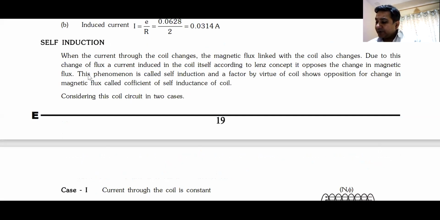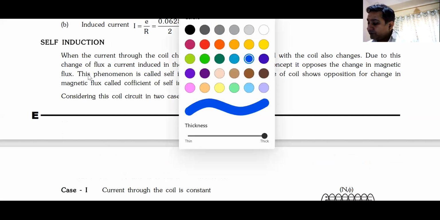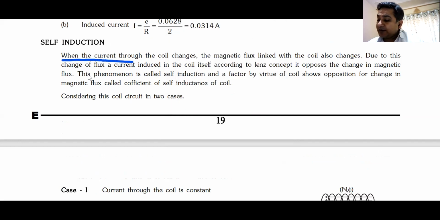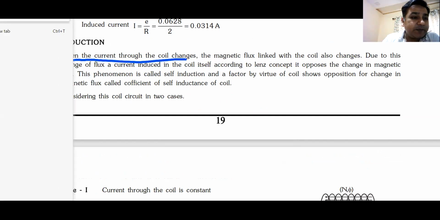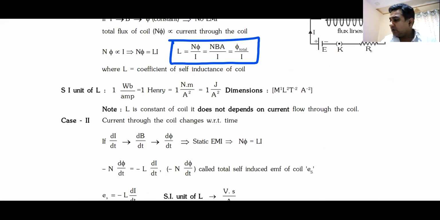Whenever we have a current flowing through the coil, a flux will be linked in the coil. A flux will be linked in the coil, and I can call the self-inductance as total flux divided by total current. Do we understand this?